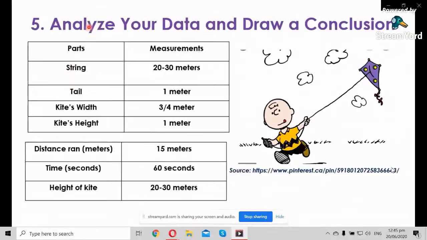How about in flying the kite? The distance ran by Charlie is equivalent to 15 meters. The time span, 60 seconds. The height of the kite, 20 to 30 meters. Now, using your pen, notebook, or paper, write down what is the result of Charlie's experiment. Was it successful or not? Go!